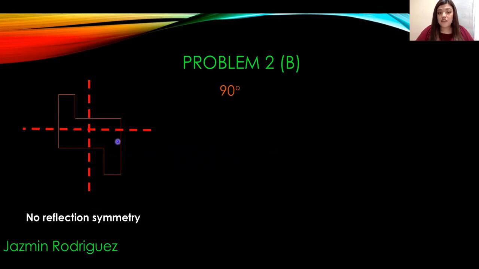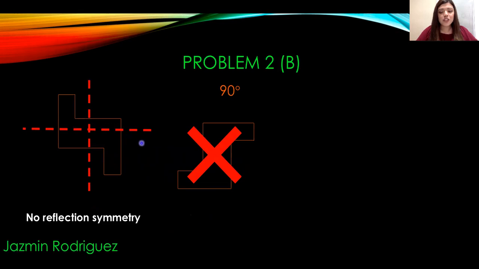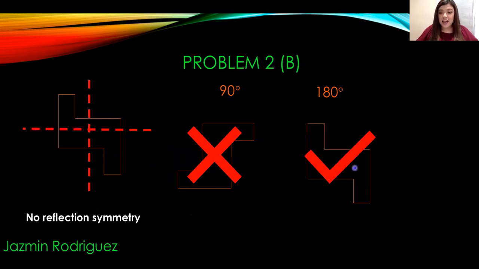Now let's see if it has rotational symmetry. We'll flip the image 90 degrees. Does this image look like this one? It does not. Now let's give it one more try. Now, does this image look like this one? It does. So that means that this has rotational symmetry. So this is why this fits into the criteria of having no reflection symmetry, but rotational symmetry.